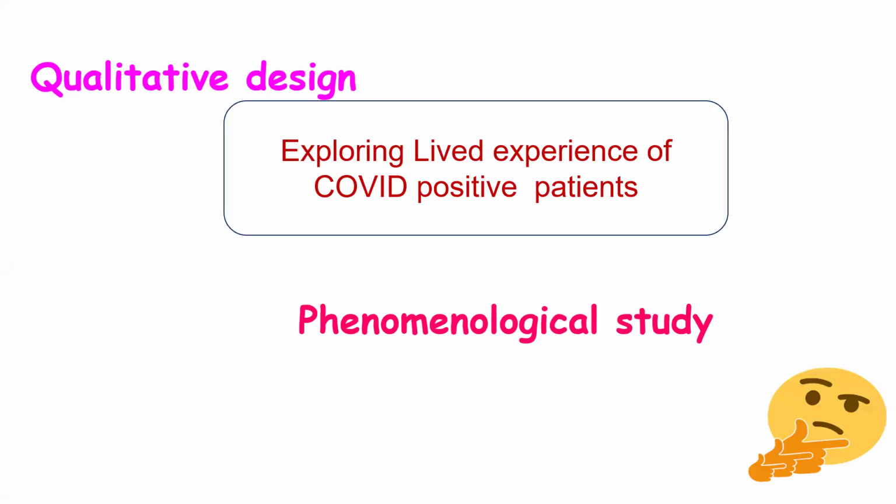Coming to quantitative, we present in the form of numbers, and in qualitative, we project our observations in the form of words. So this is the main difference between qualitative and quantitative.